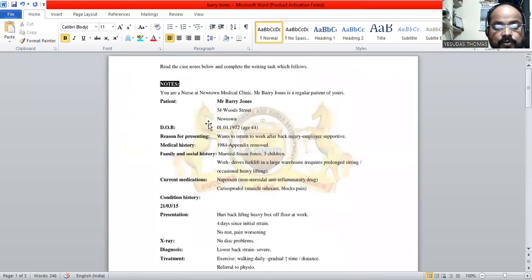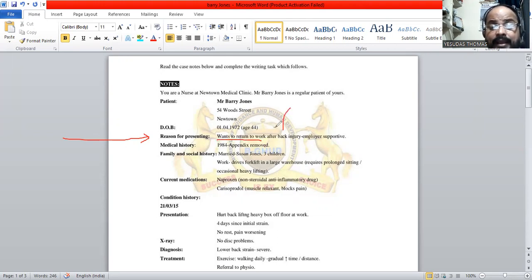Let us go ahead with the patient details here. Mr. Barry Johns is a resident of Newtown, where the occupational therapist lives. Now his date of birth or age is 44. Now why is he presenting to the clinic? The reason for presenting to the clinic is that he wants to return to work.